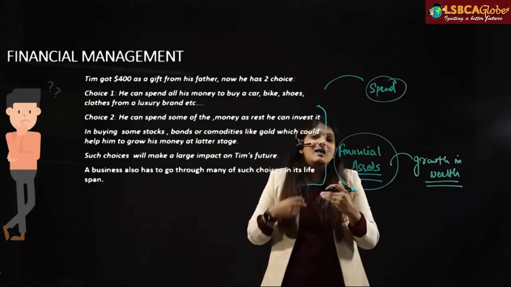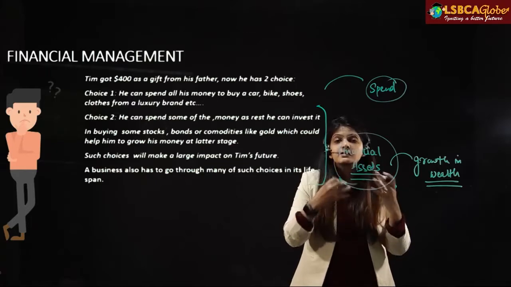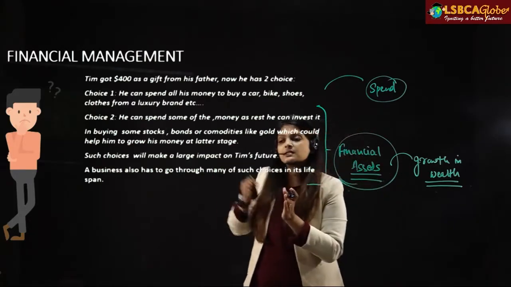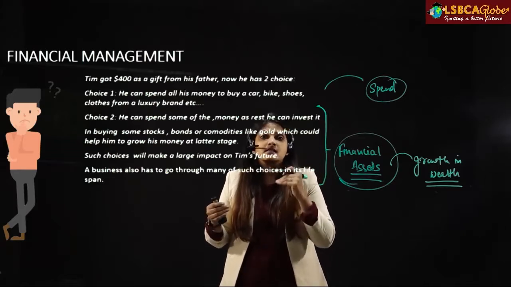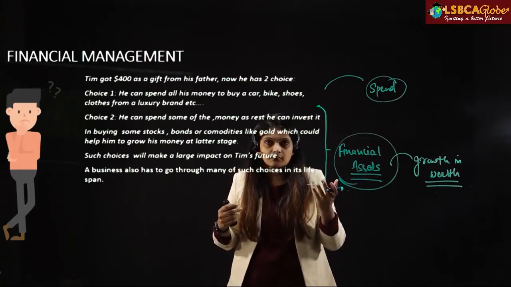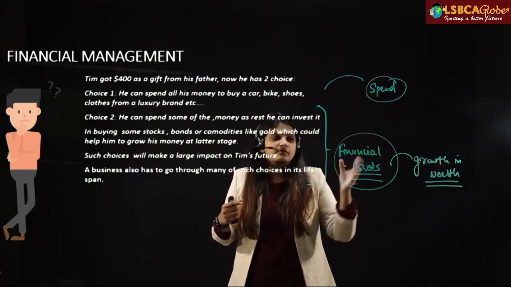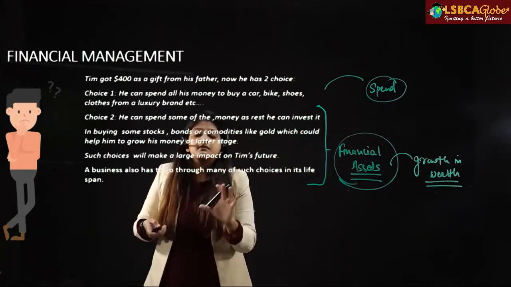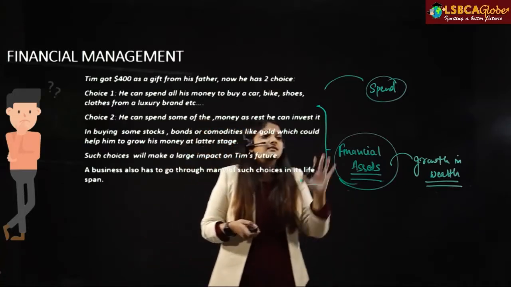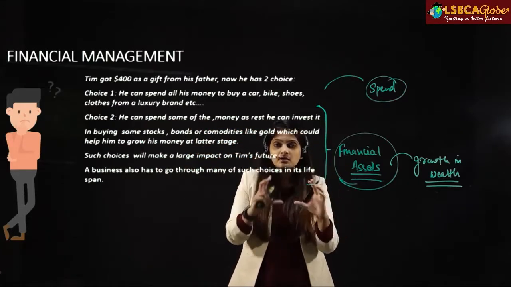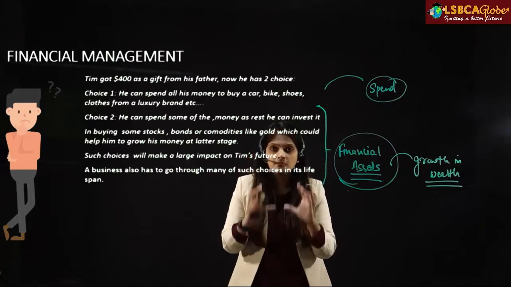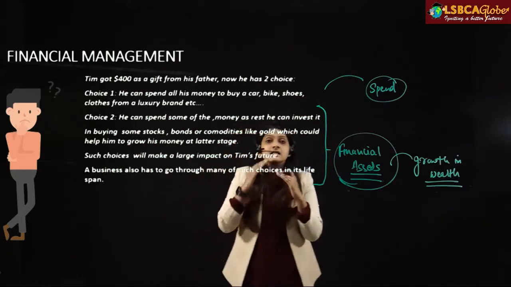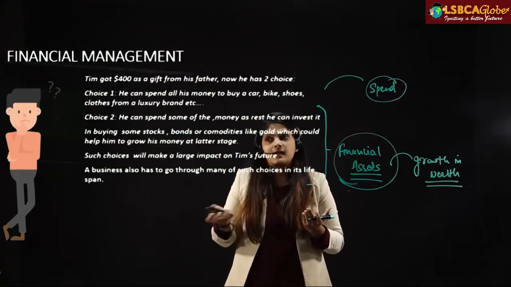So how can this wealth be increased? By employing some of the money into financial assets and ensuring that wherever the business is employing its money, it is generating good returns out of it. So this is the very objective of financial management. The objective is to ensure that the limited amount of resources, the limited money of the business, is utilized in such a way that it can increase the wealth over the period of time.